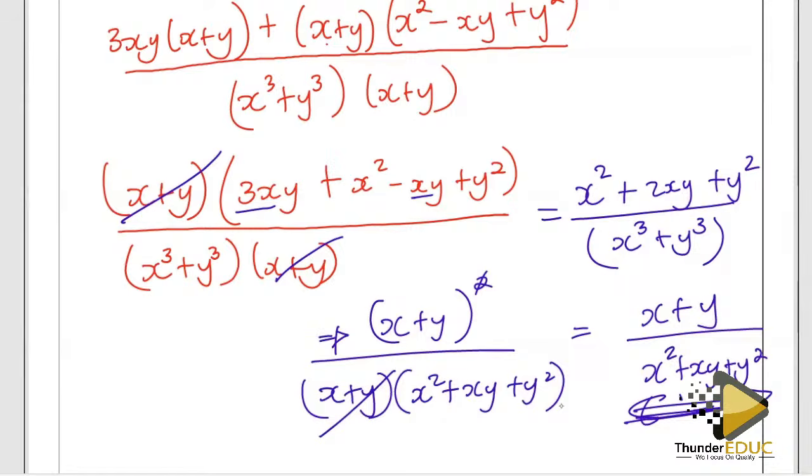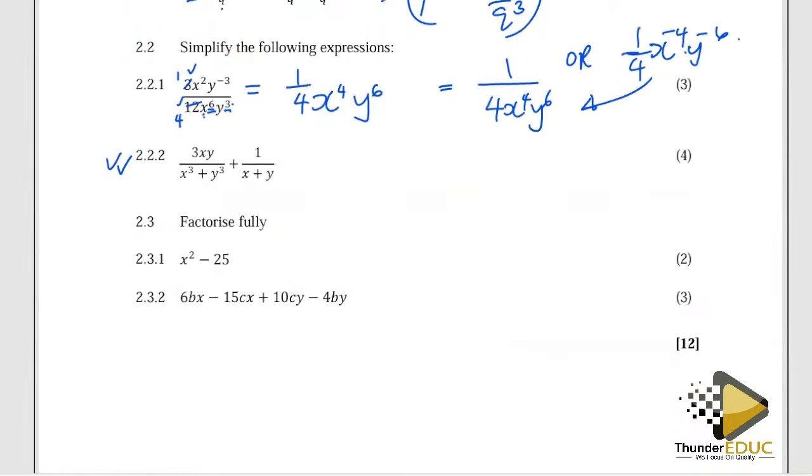Now I know some people might be tempted to cancel this x and maybe one of the x's, and then please don't do that. You cannot cancel things out like that. So that becomes our final answer for 2.2.2.